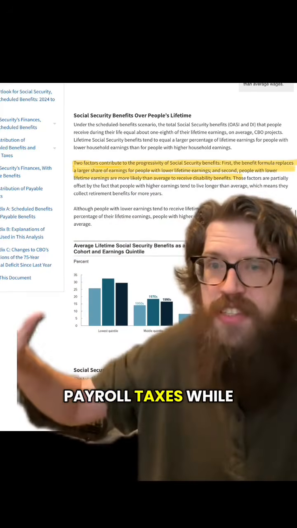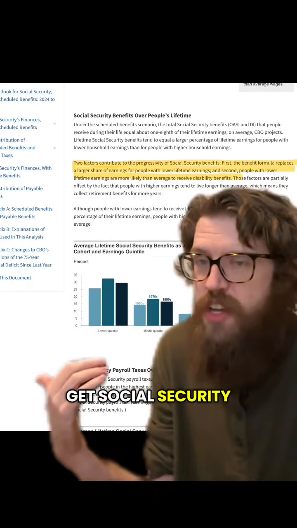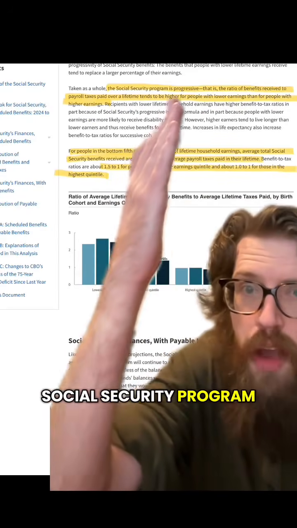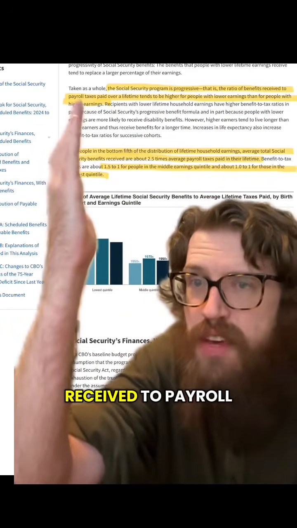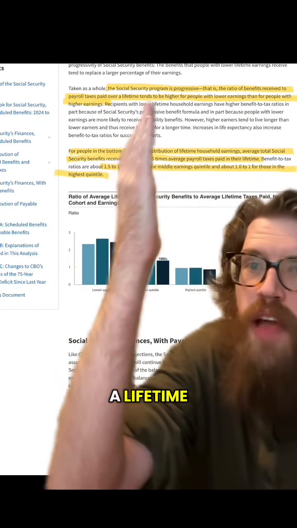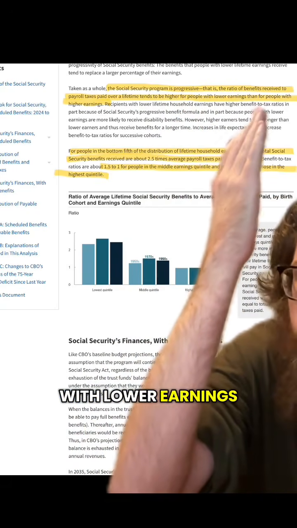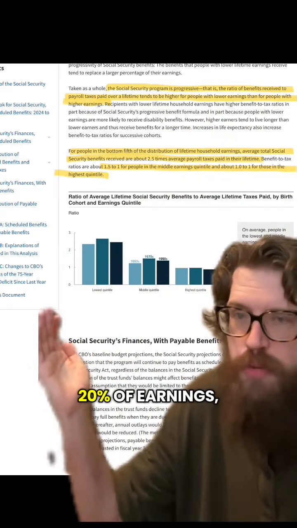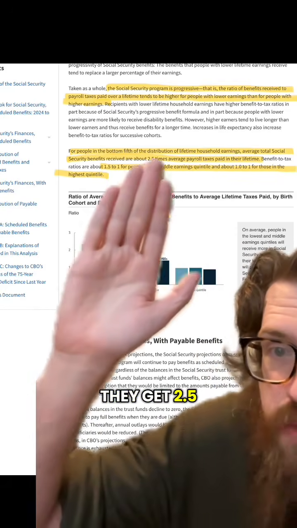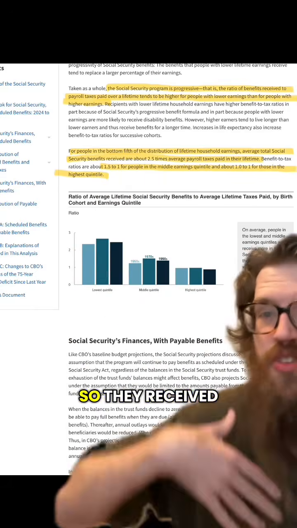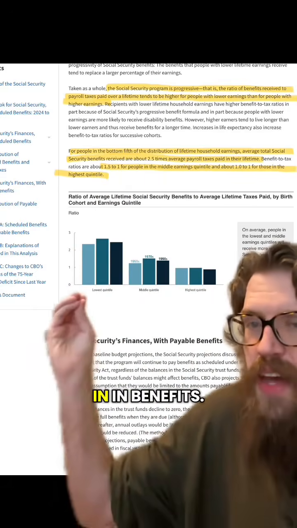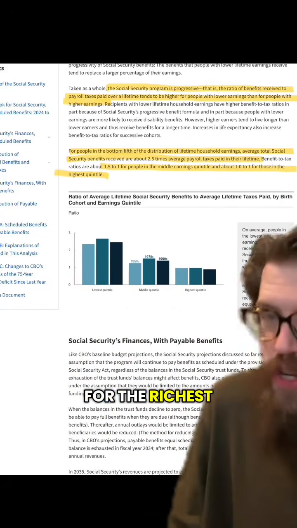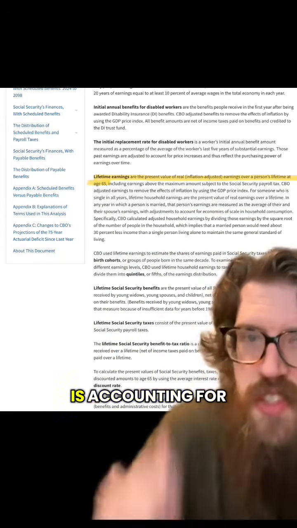So you pay payroll taxes while you work, and then you get Social Security when you stop working, or you get disability benefits when you become disabled. The Social Security program is progressive, that is, the ratio of benefits received to payroll taxes paid over a lifetime tends to be higher for people with lower earnings than for people with higher earnings. So this is the lowest quintile, the people who have the bottom 20% of earnings, they get 2.5 times what they paid on average. So they receive 2.5 times more than they paid in benefits. And that falls off to 1.5 for the middle quintile and about 1 for the richest quintile. And yes, the Congressional Budget Office is accounting for inflation here.